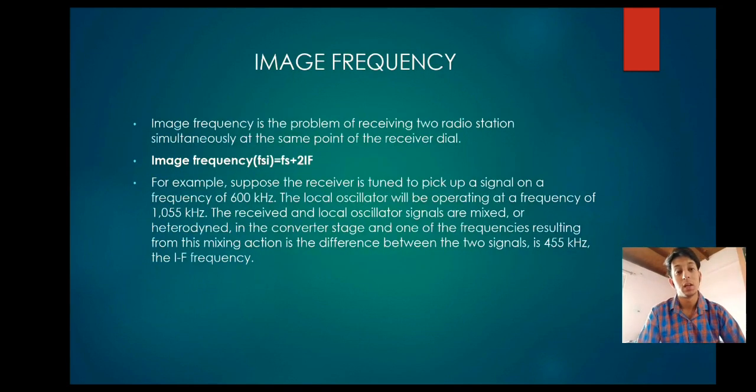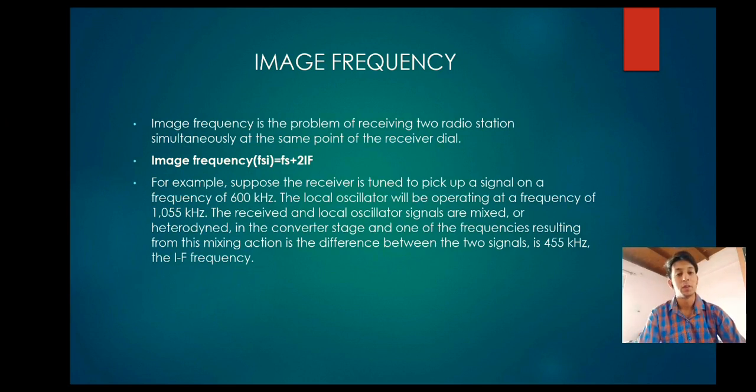Image frequency. Image frequency is the problem of receiving two radio stations simultaneously at the same point of receiver dial. Image frequency is denoted as FSI, which is equal to Fs plus 2 into IF.